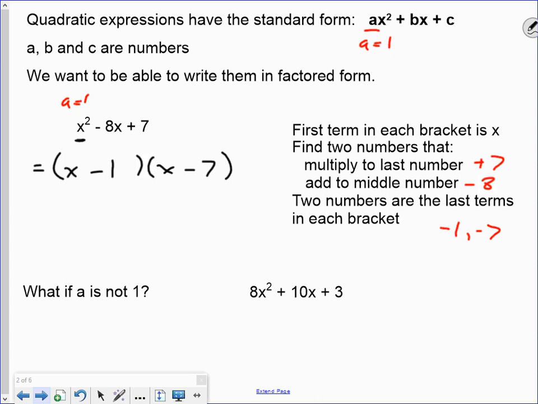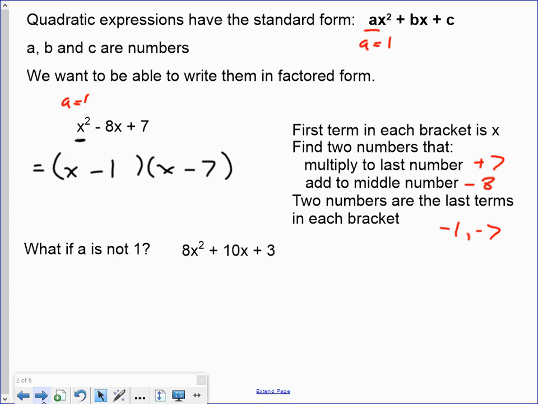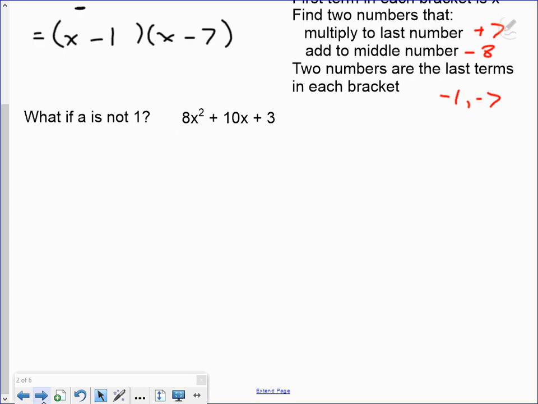Now, can we use this same method if our a value is not 1? What if we have something like 8x squared plus 10x plus 3? Well, we could start off trying to do this the same way. I'm going to write this as the product of two things. What do I need to get this first term, 8x squared? Well, I definitely need an x here and an x here, but I'm going to need some coefficients on that x to get that coefficient of 8. I could put a 2 and a 4 there, but there are a bunch of other possibilities.